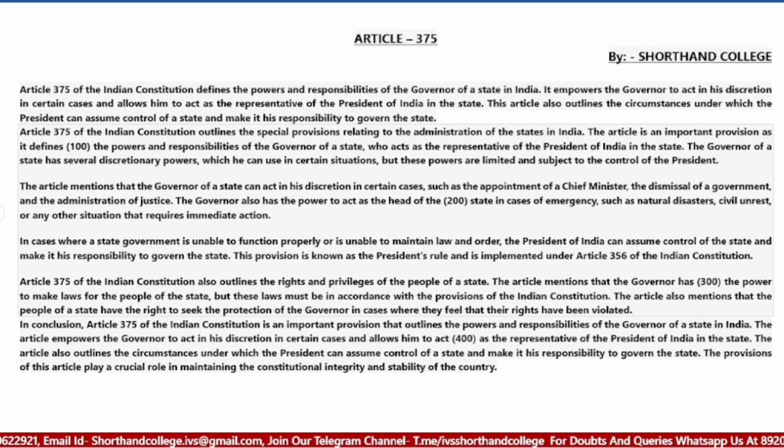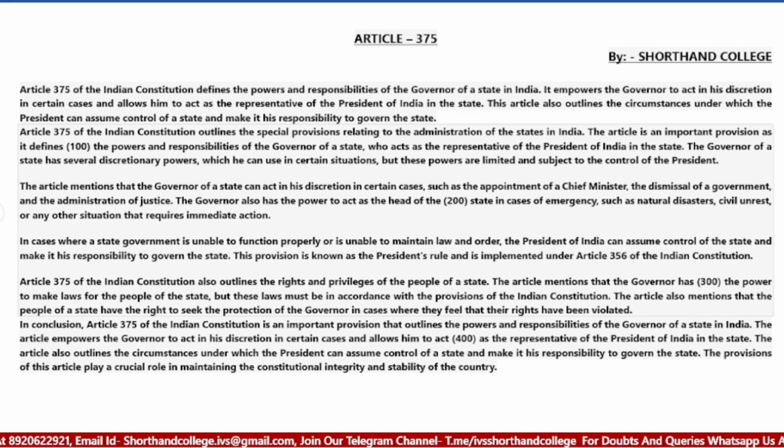The article mentions that the governor of a state can act in his discretion in certain cases, such as appointment of a chief minister, the dismissal of a government, and the administration of justice. The governor also has the power to act as the head of the state in cases of emergency, such as natural disasters, civil unrest, or any other situation that requires immediate action.